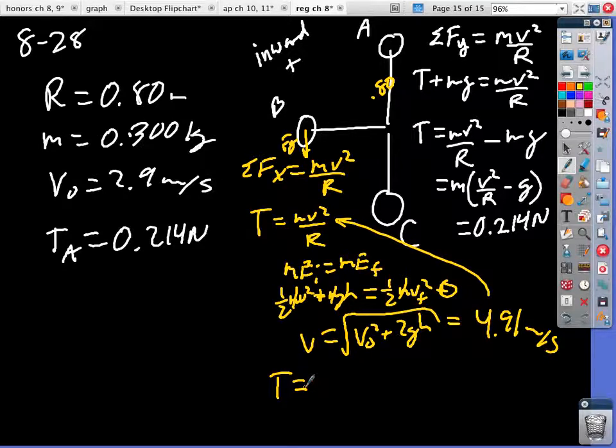So this says the square root of 2.9 squared plus 2 times 9.8 times 0.8. Oh, okay, I already did that. It's 4.9. So now the tension is 0.3 times 4.91 squared divided by the radius of 0.8. It's going to give me 9.03 newtons. Whoa, that's massive. Okay, that's humongous.